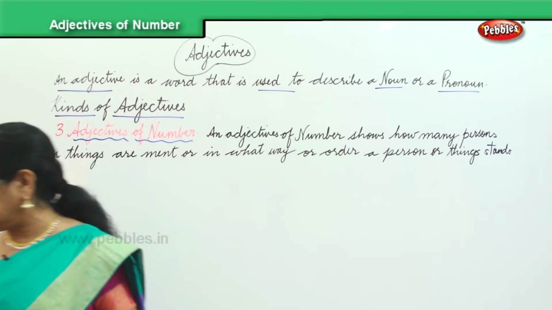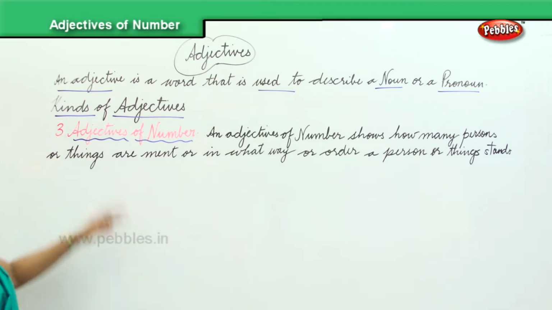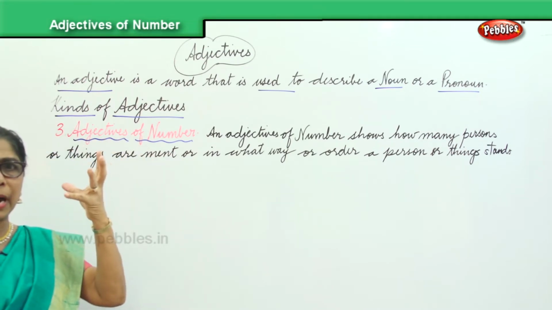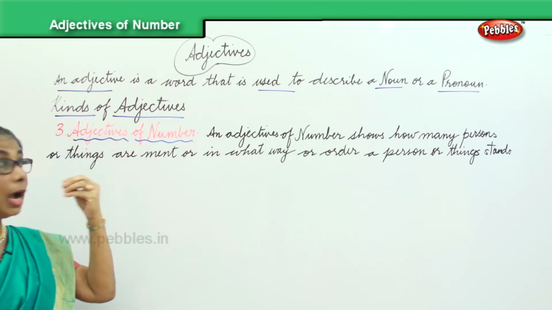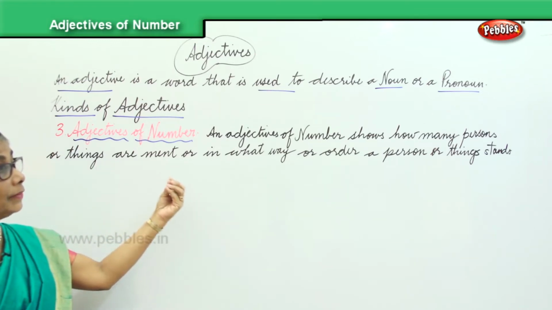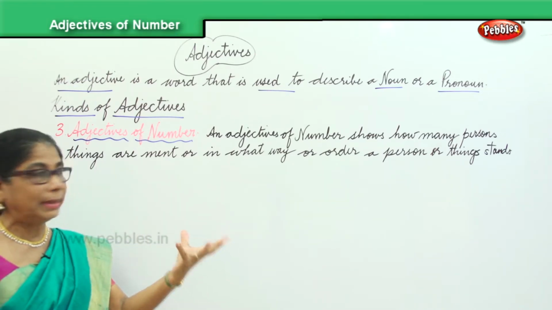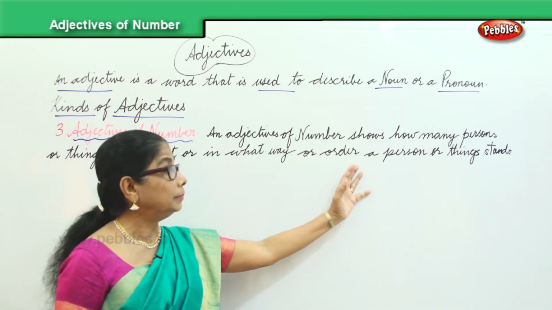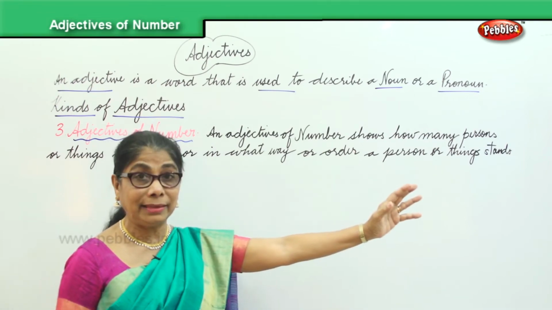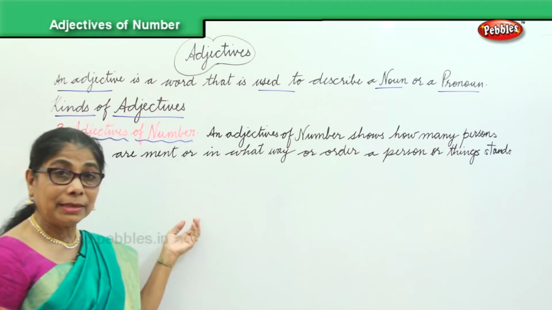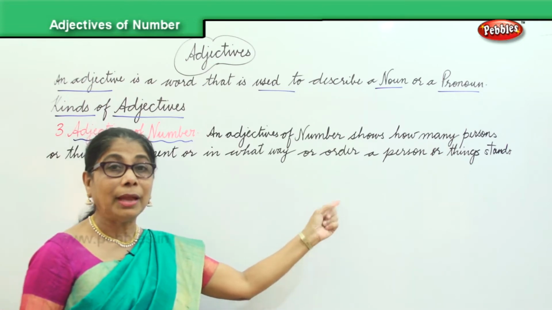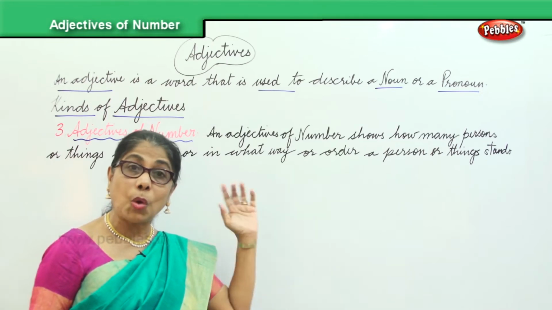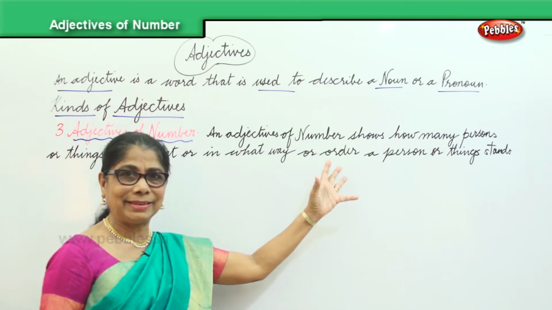Now let's look at it once again. The third kind of adjective is adjectives of number. It answers the question, how many? And adjectives of number show how many persons or things are meant and in what order a person or thing stands. Suppose you have 10 pencils, say bring the third pencil. The 5th boy can come here. Cut off the second tree. So order of things, persons.